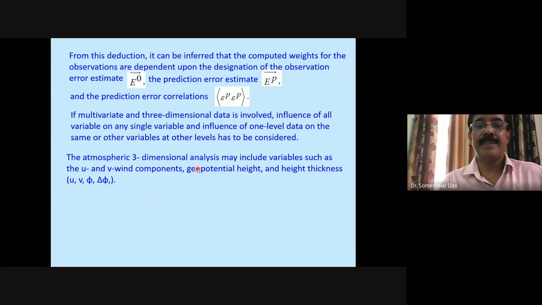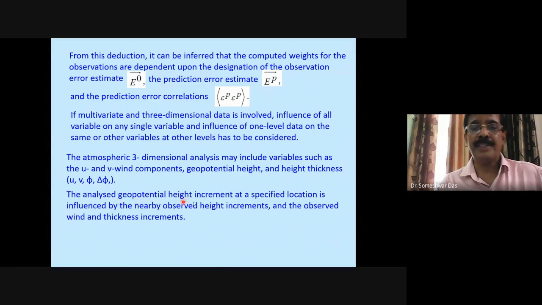The atmospheric three-dimensional analysis may include variables such as the U and V wind components, the geopotential heights, and the height thickness. That is U, V, phi, and delta phi. Okay, delta phi is the thickness, phi is the geopotential. The analyzed geopotential height increments at a specified location are influenced by the nearby observed height increments and the observed wind and thickness increments. So what does it mean? That means each variable is impacting the other variable. The wind fields are impacting the thickness field and the geopotential, right?